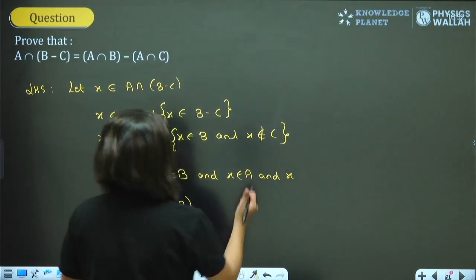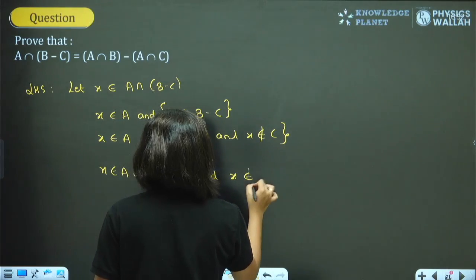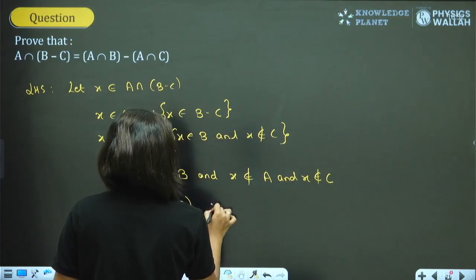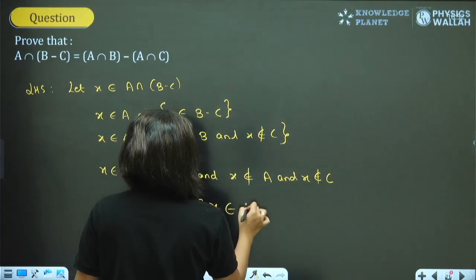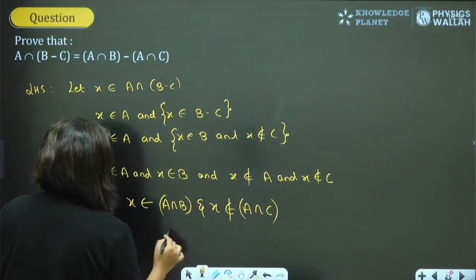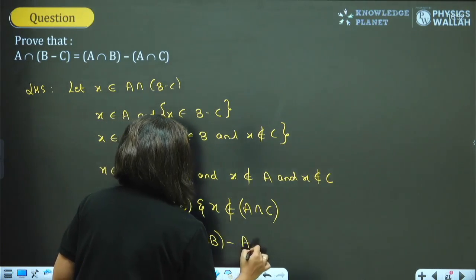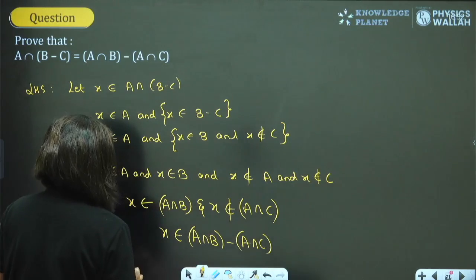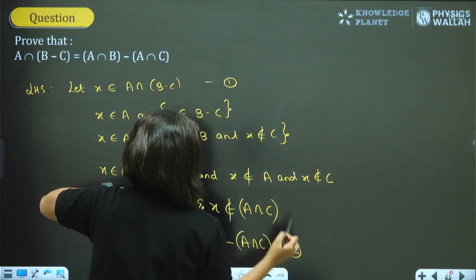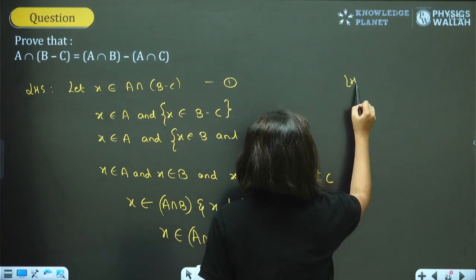And here it says, because there's a does not belong sign, X doesn't belong to A and X doesn't belong to C. That means X doesn't belong to A and C. X belongs to something, does not belong to something. That means X belongs to A intersection B but not to A intersection C. If you combine the first and second step, it's proved. LHS is equal to RHS.